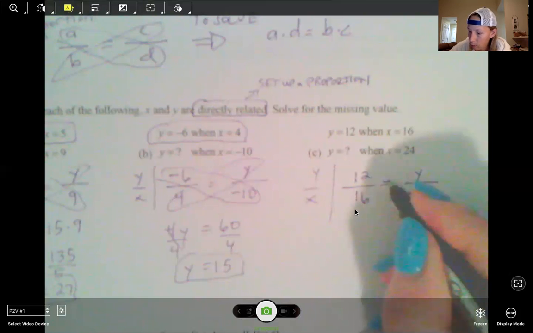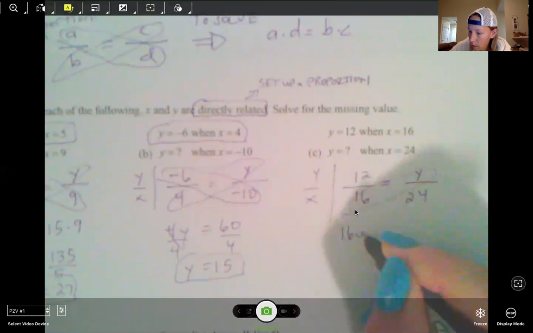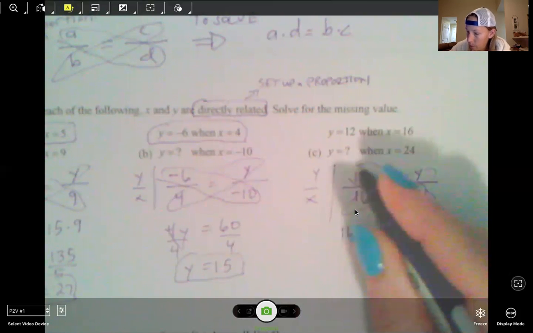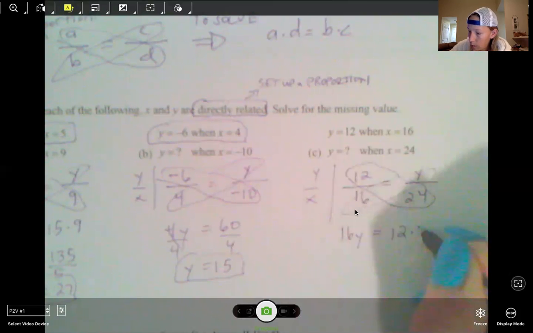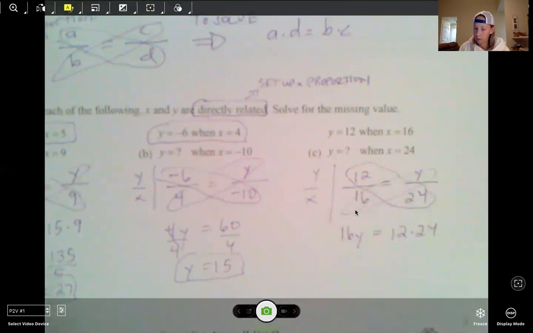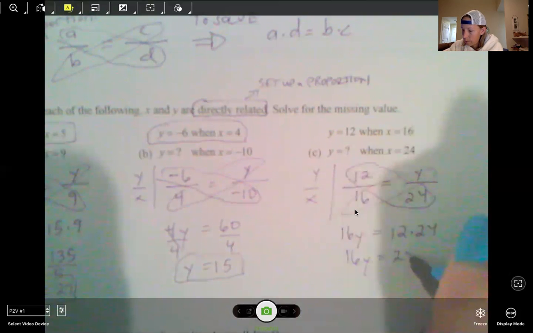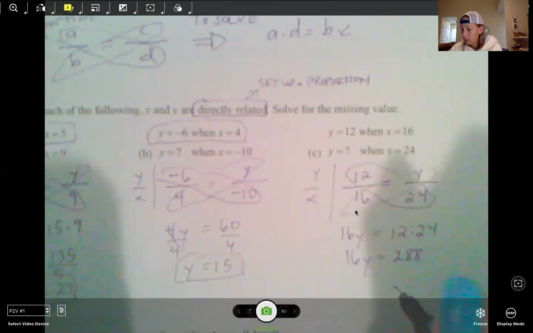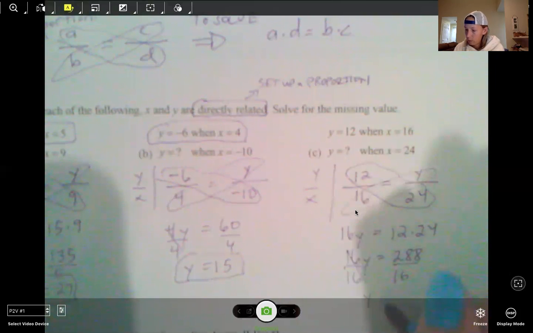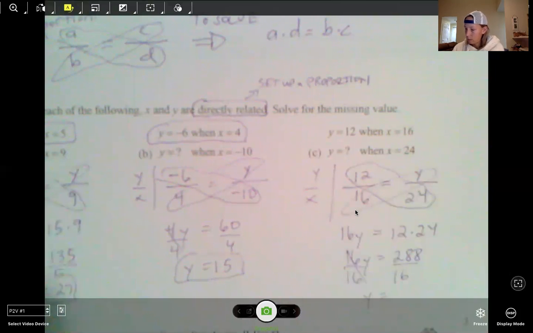So when I cross multiply, I get 16y equals, if I write it out, 12 times 24. And again, if I use my phone, 12 times 24 is 288. And then if I divide by 16 on both sides, we get 18.